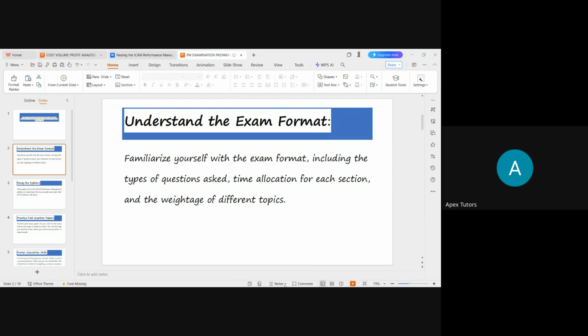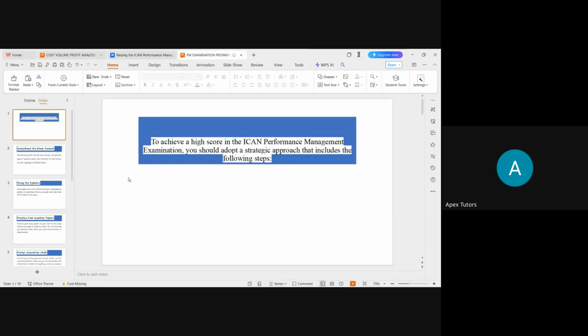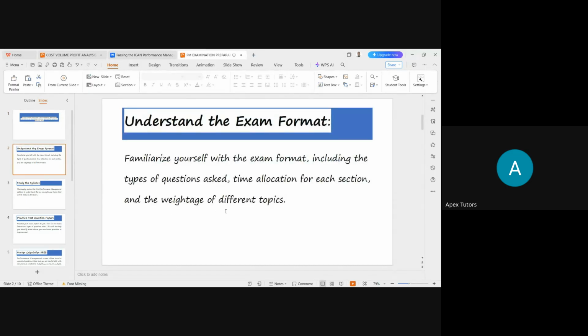Based on the slide I'm presenting, it's just to tell you that to achieve a high score in the ICAN Performance Management examination, you should adopt a strategic approach that includes the following steps. Number one, you must understand the exam format. It will be very bad if you're on this platform and you've not evaluated the exam structure, you've not taken the past questions and seen what they entail.